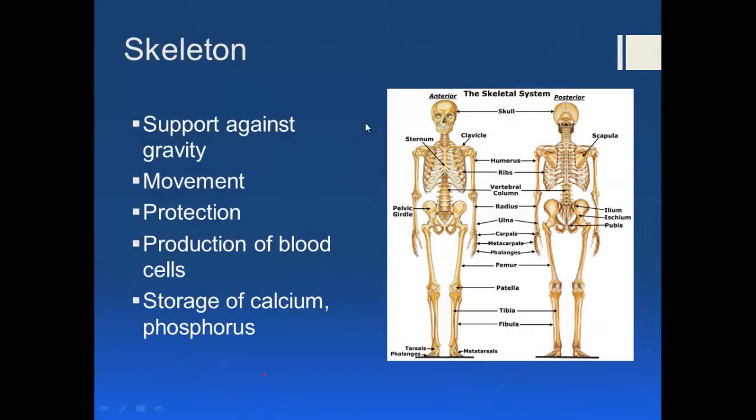So let's take a look at the skeleton. The skeleton helps support us against gravity. We have to have something solid so that we don't just turn into a ball of mush. It provides movement and protection. The thoracic area, the ribs, for example, provide protection. The skeleton also provides production of red blood cells. And it's a storage site for calcium and phosphorus, which are two very important minerals for a lot of processes that take place in the body.